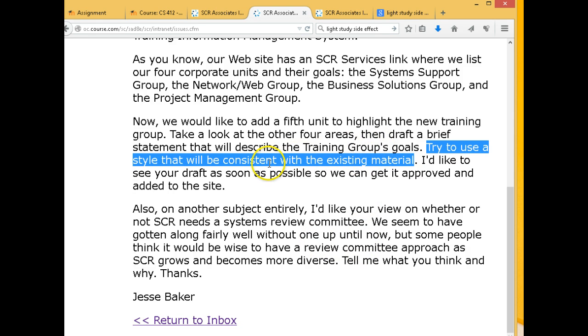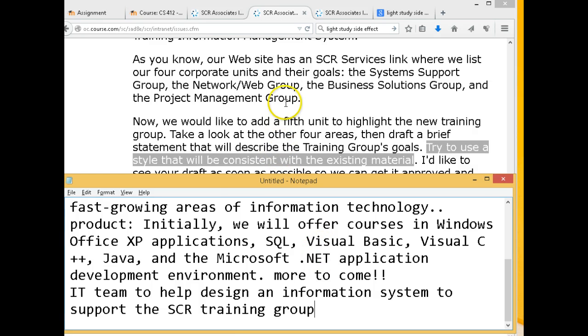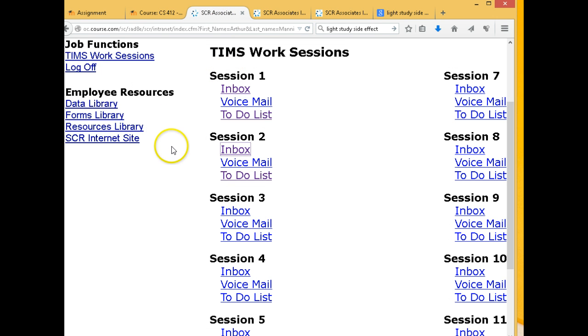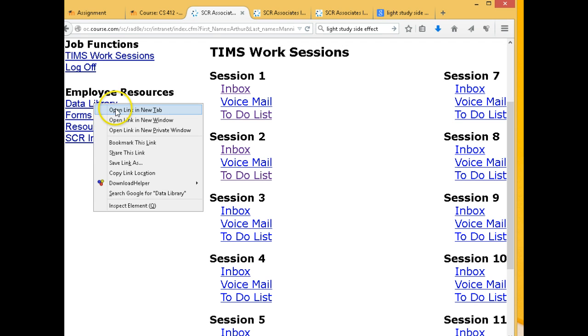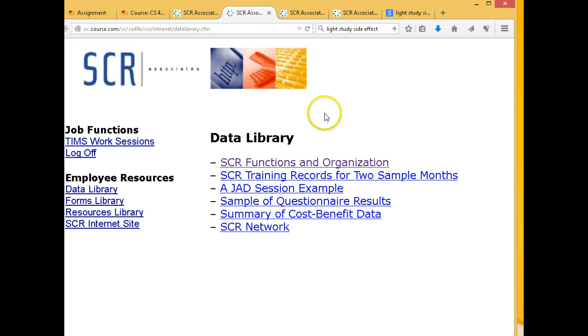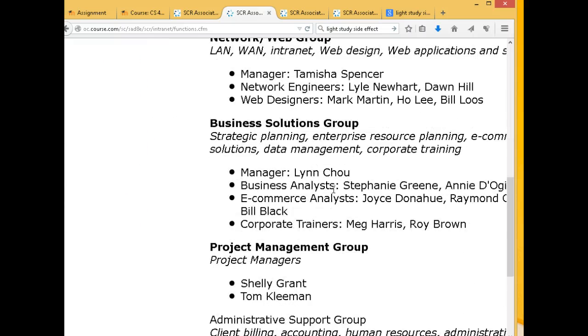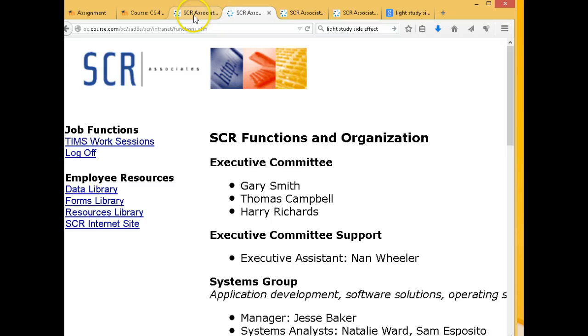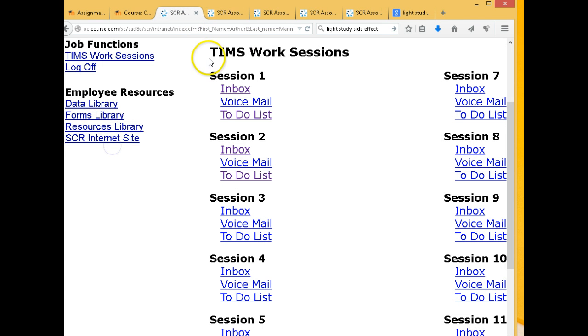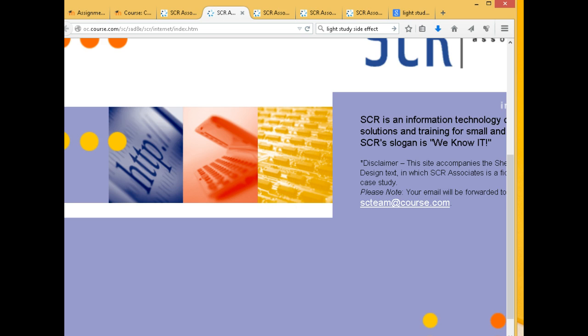Okay, so I don't remember, where would we find the goal styles of the other groups? Let's try it. So the SCR internet site. Now the data library, I seem to recall somewhere there was in the data library when we did our org chart. Did that have there the function organizations? Let's see if that doesn't say much about the group. It just has some. Okay, so the website. Let's take a look at that website. Like I said, the website. Does it have each group listed?